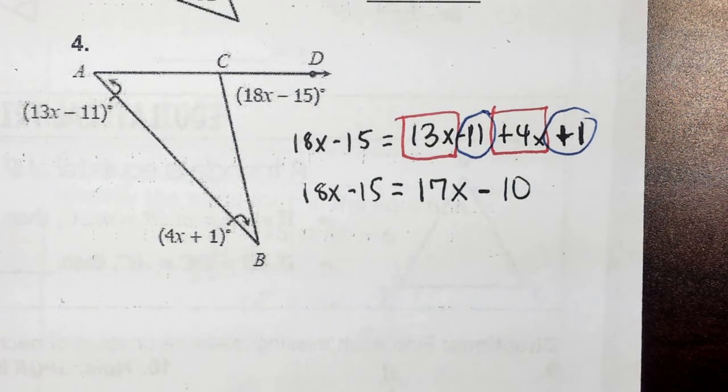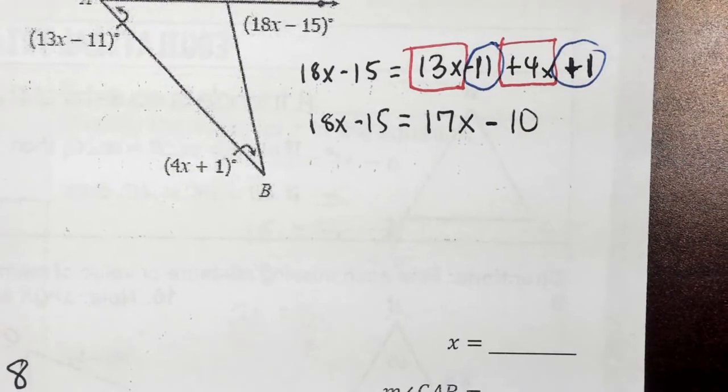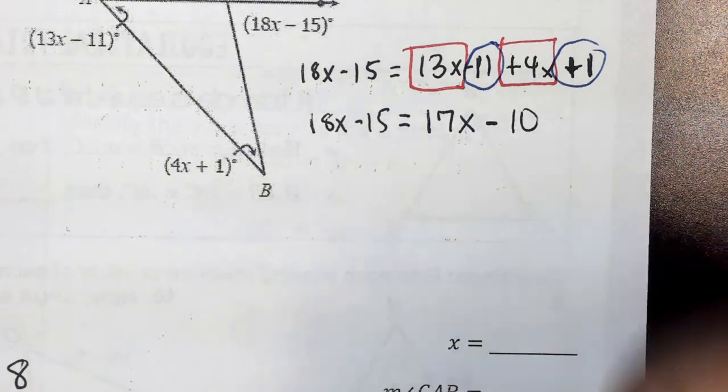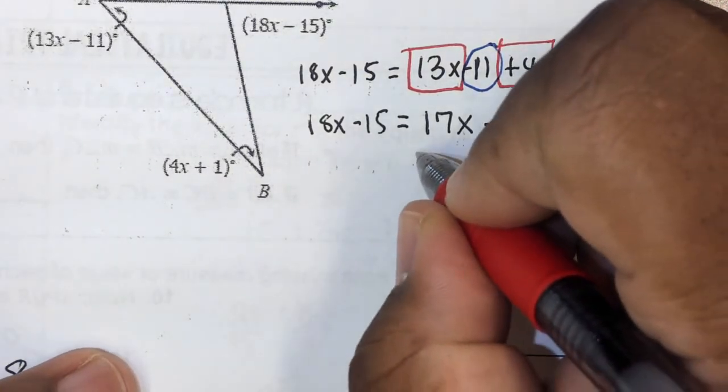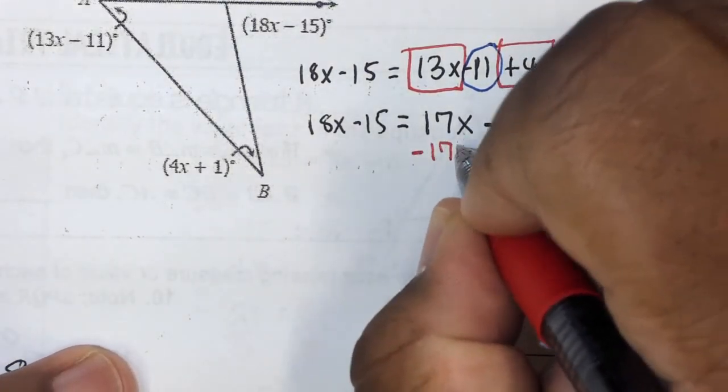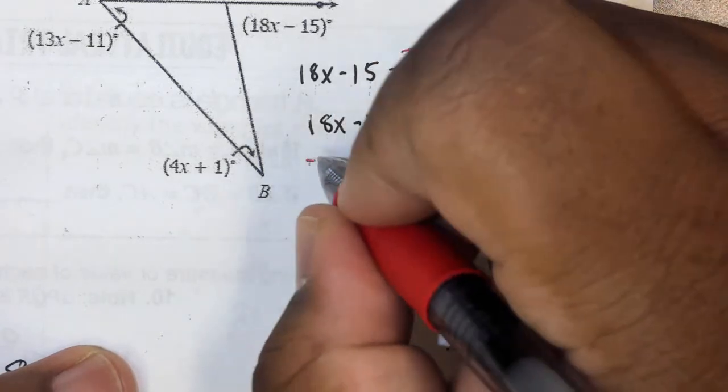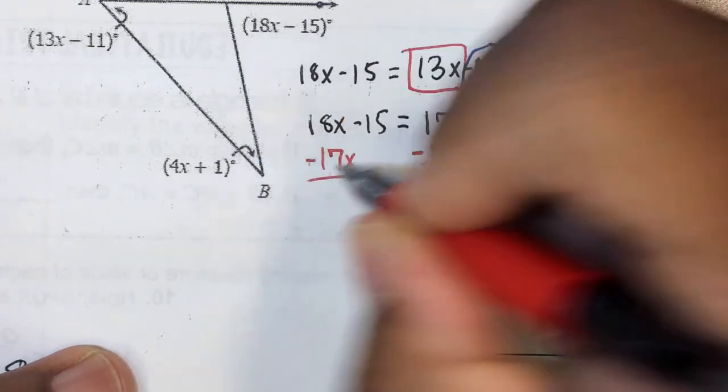I'm so happy we're doing equations in bell ringers. Y'all need it. Lucas, what you gonna move first? We just did this in bell ringers. He said he gonna move 18x, but I wouldn't. You could, but move the 17x. As soon as you move that 18x, you're gonna get a negative variable. And I don't want y'all dealing with those if y'all don't have to.